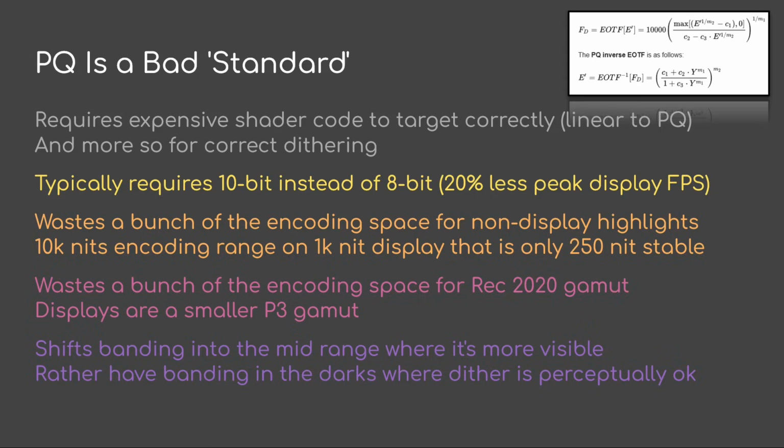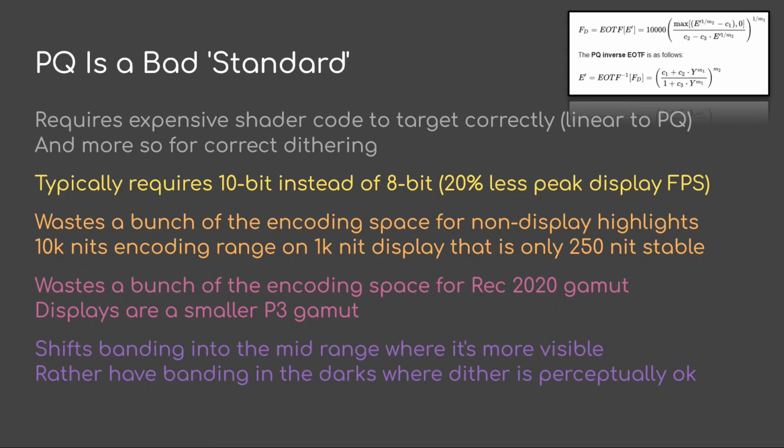It's a pretty complicated concept because the amount of banding changes across the tonal curve. So you can't just use one small amount of grain. You have to adjust the amount of grain depending on the amplitude of the signal. So PQ typically requires 10-bit instead of 8-bit. So you're getting 20% less peak display FPS.